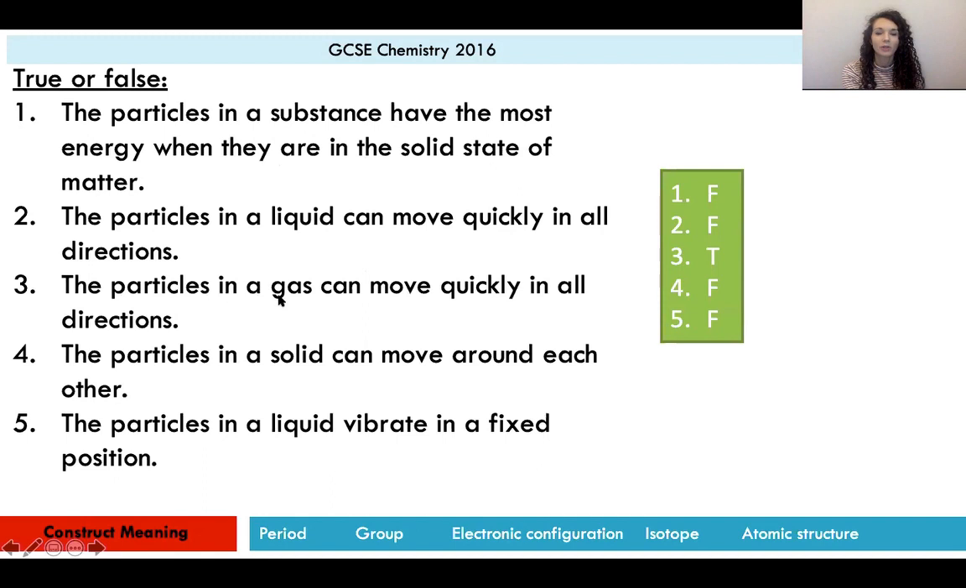Number 3, the particles in a gas can move quickly in all directions. That's true. Number 4, the particles in a solid can move around each other. That is false. The particles in a solid are just in that regular lattice shape, aren't they? They can only vibrate against each other. And number 5, the particles in a liquid vibrate in a fixed position. That's also false. The particles in a liquid are not in a fixed position. They're able to slide over each other. All right, well done. So give yourself a mark. If you've got a few wrong, maybe worth going back just to watch that video again. Well done.